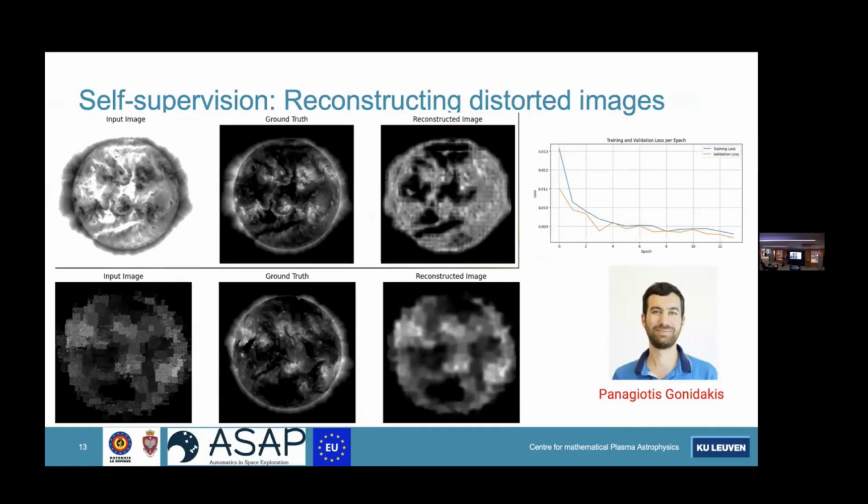And these are some initial results from the project. So you have the input images here, the ground truth, and the reconstructed image. So the idea is not to completely reconstruct the image. Basically, you apply transformations to the input image, deformations. This could be inverting the image, it could be shuffling, it could be adding some noise. And you try to train a network that can reconstruct this image. If the network can reconstruct this image, it means that it has learned something about the morphology of such images, which can be useful for various downstream tasks.